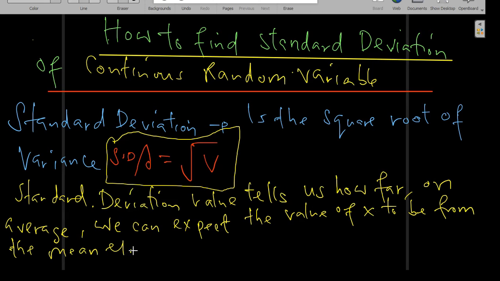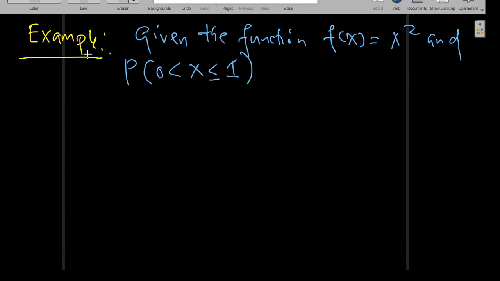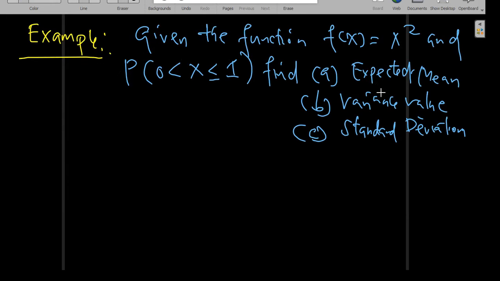Standard deviation is the square root of variance. The standard deviation value tells us how far on average you can expect the values of x to be from the mean. For example, given the function f(x) equal to x squared over the limit from 0 to 1, we are required to find the expected mean together with the variance value and the standard deviation.